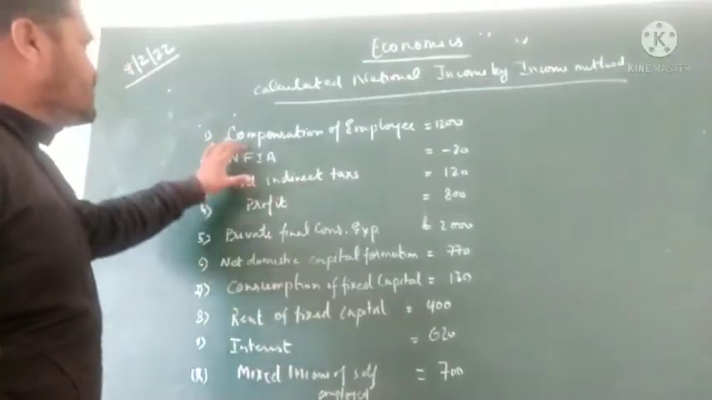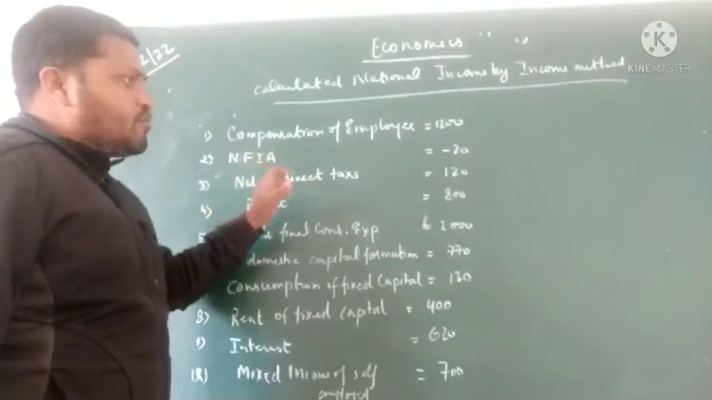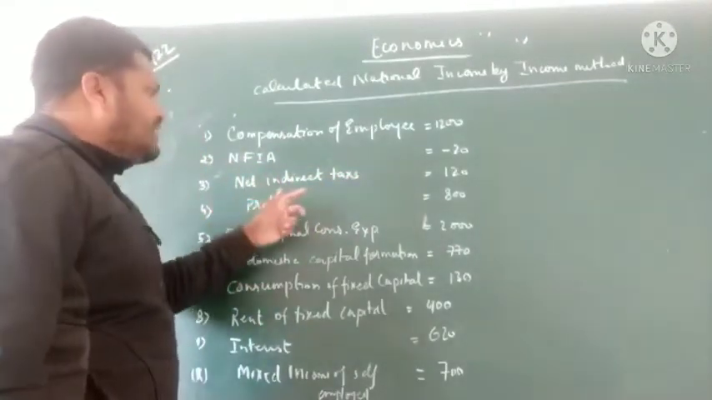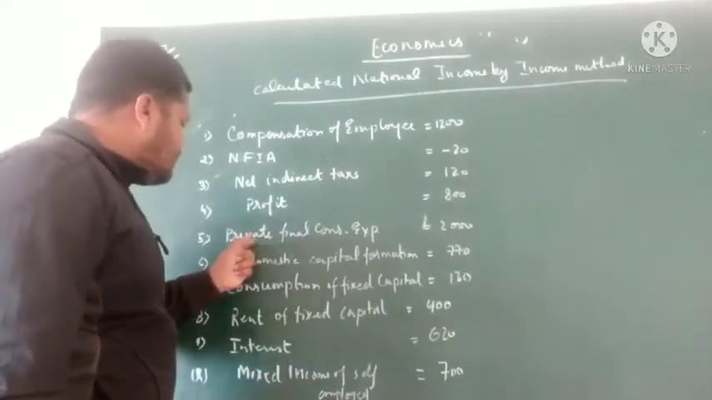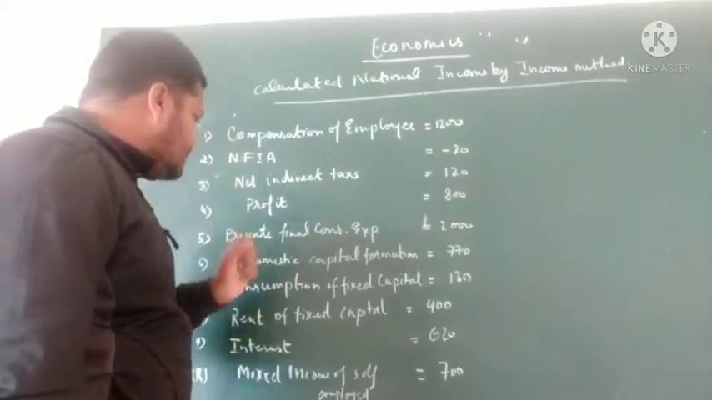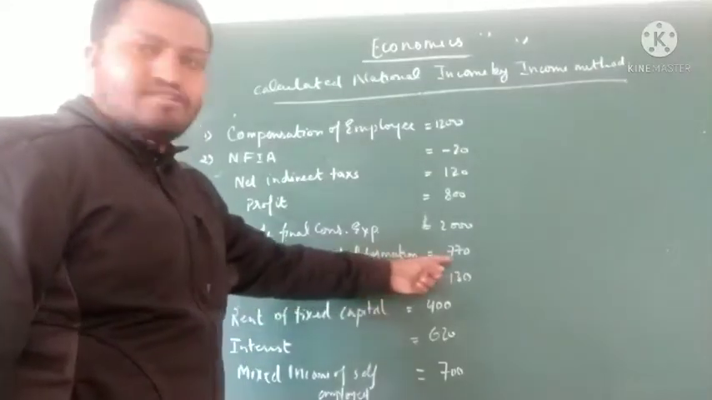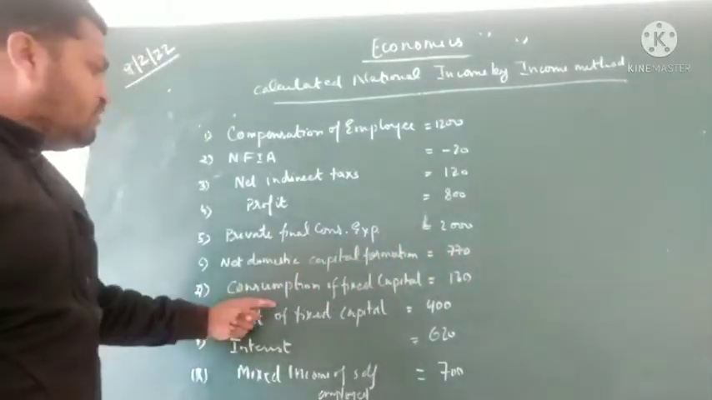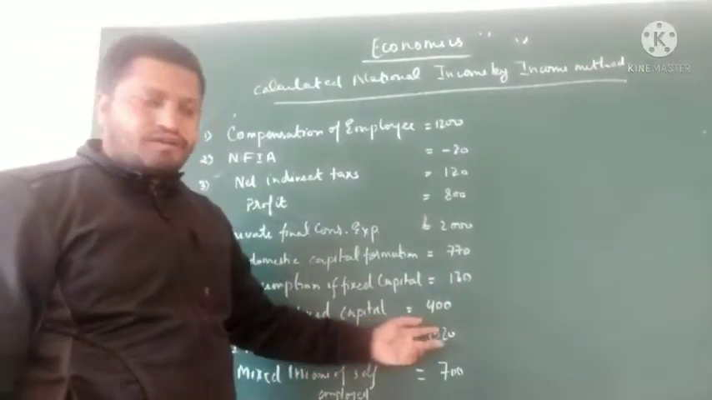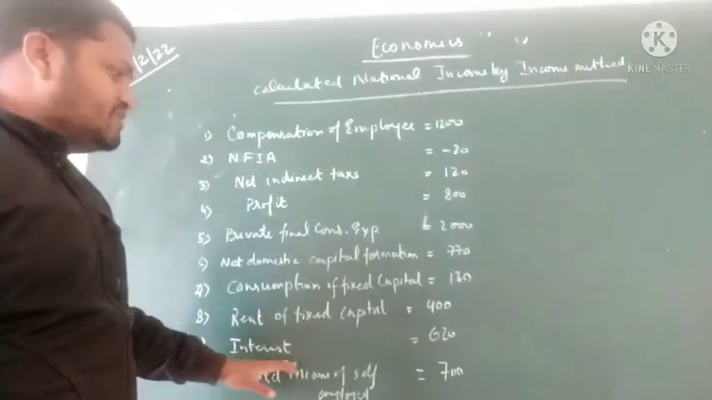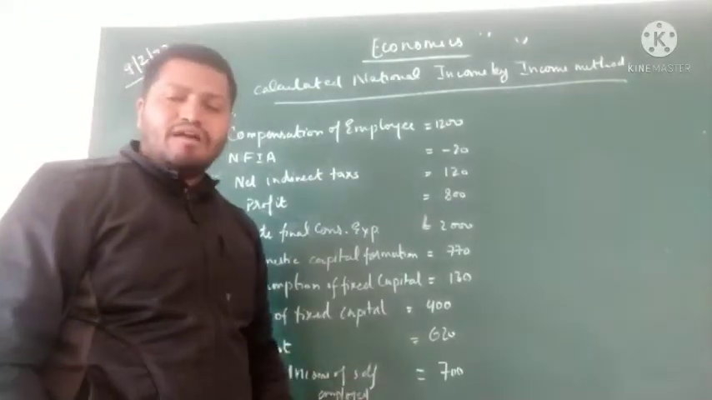The data given: compensation of employees is 1200, net factor income from abroad is minus 20, net indirect tax is 120, profit is 800, private final consumption expenditure is 2000, net domestic capital formation is 770, consumption of fixed capital is 130, the rent is 400, the interest is 620, and the mixed income of self-employed is 700.